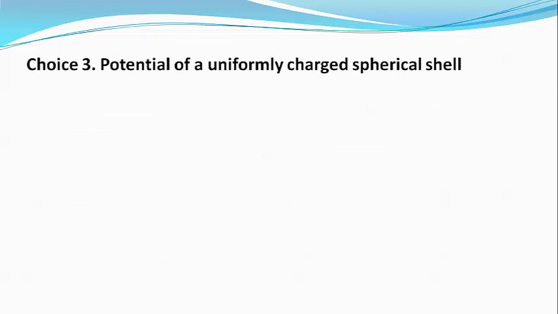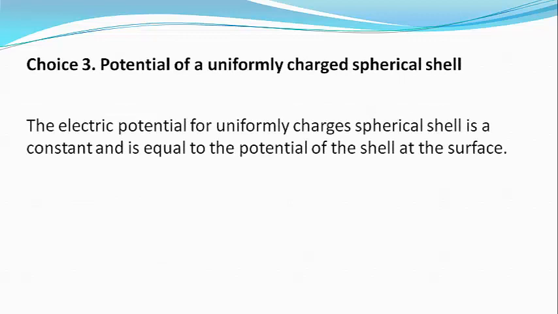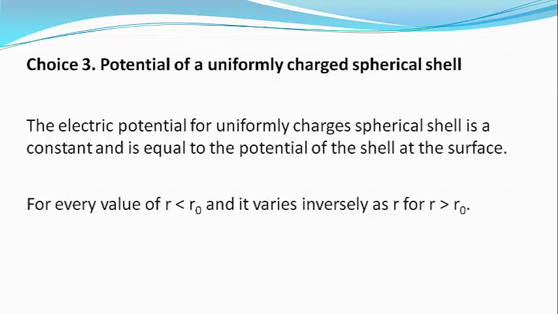Choice 3. The electric potential for a uniformly charged spherical shell is a constant for all values of r less than r0 and is equal to the potential at the surface of the shell and it decreases thereafter. So, this matches with the given graph. Therefore, choice 3 is the right answer.